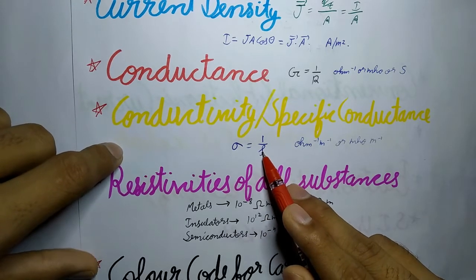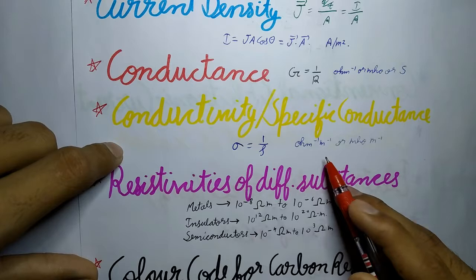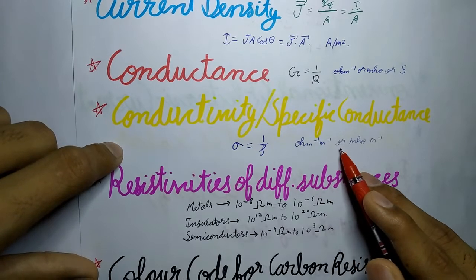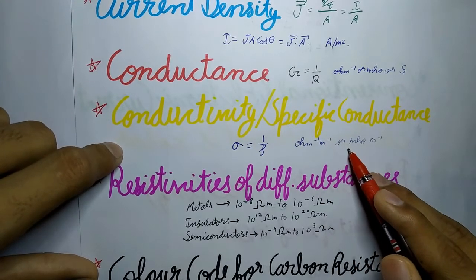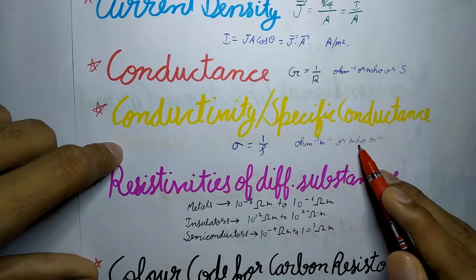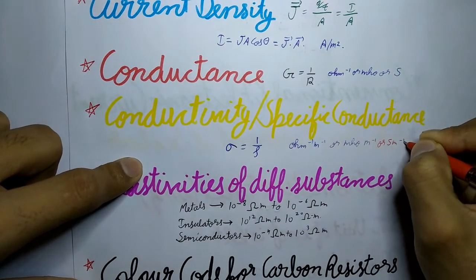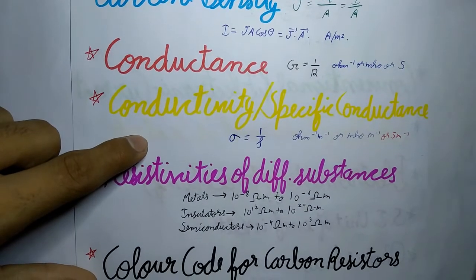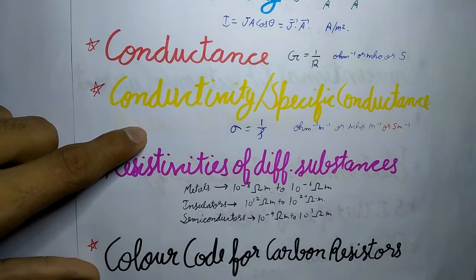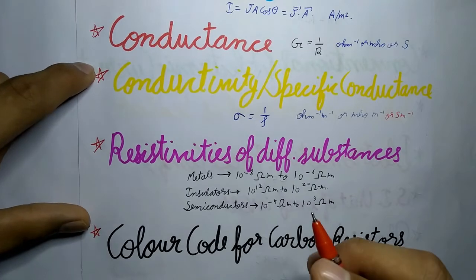And here rho is resistivity. So the SI unit of conductivity is ohm inverse meter inverse, or mho per meter, or Siemens per meter. Now next is resistivity of different substances.